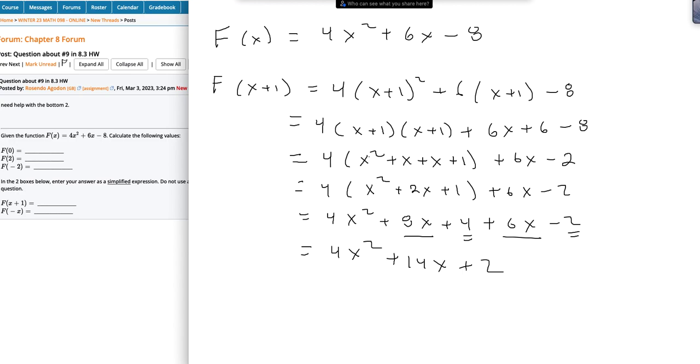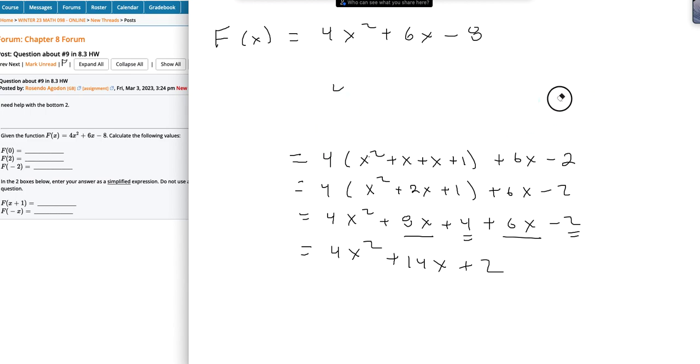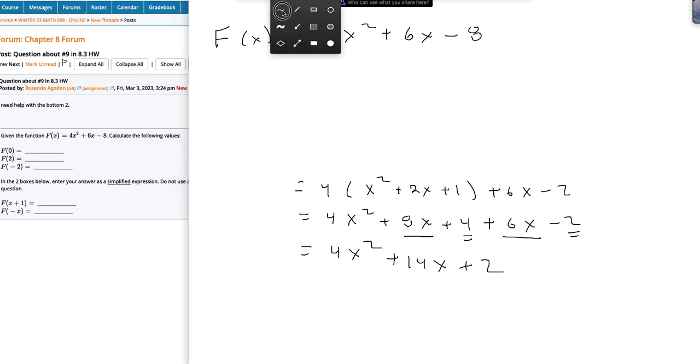So let me get this erased. Enough room. So if I'm finding f of negative x, it's the same thing. It doesn't matter what's in here. Like in class, I'll make a joke of if this is f of smiley face, and you have 4 smiley face squared plus 6 smiley face minus 8. It doesn't matter what's in here. It's going in for those x's.